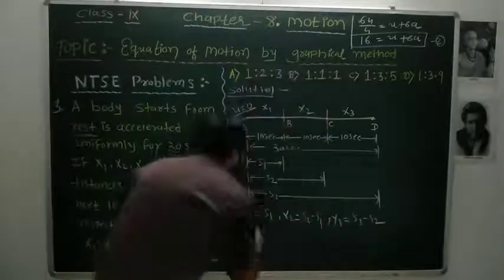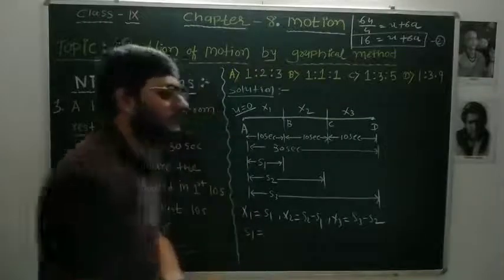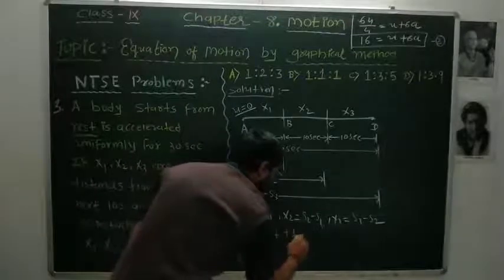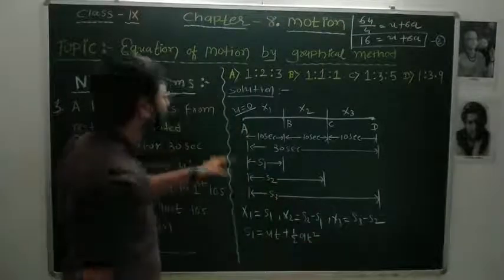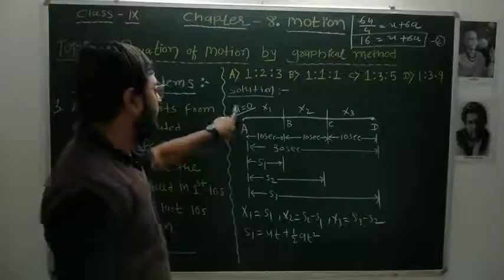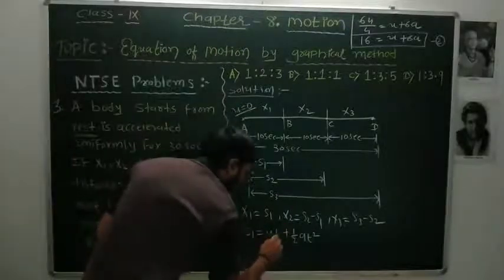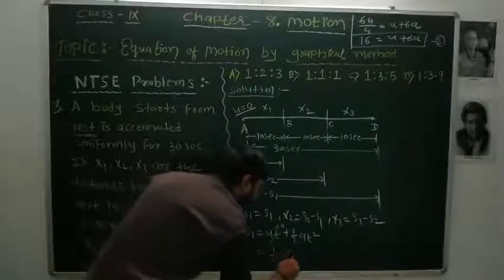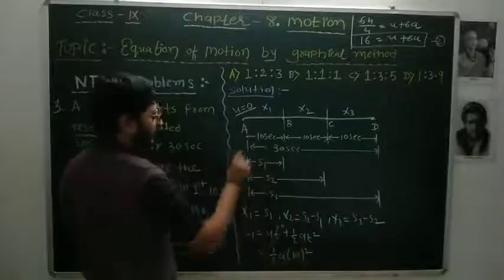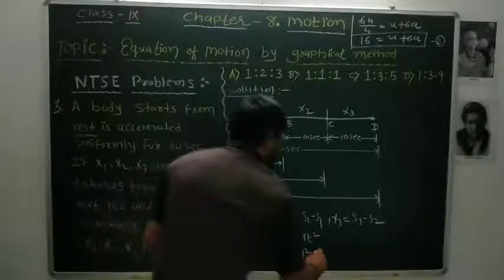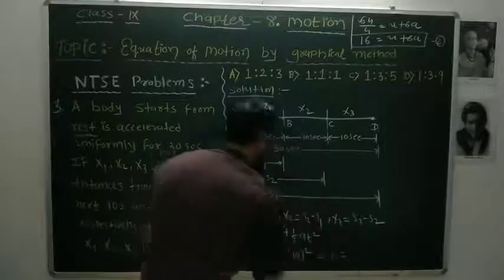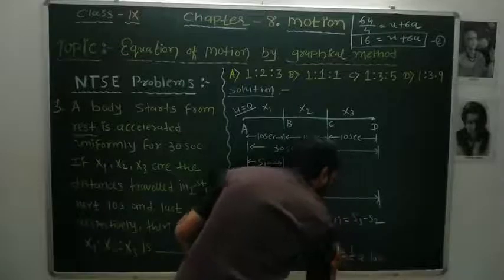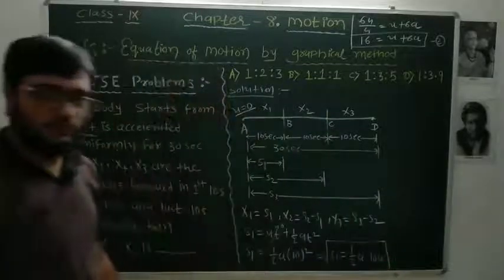For S1 we can use the second equation of motion, ut plus half at square. But here the object at point A is at rest, so we put u as 0 and this term will be 0. Finally we get half a t square, where t is 10 seconds. So S1 is equal to half A times 100. Similarly we can find S2 and S3.